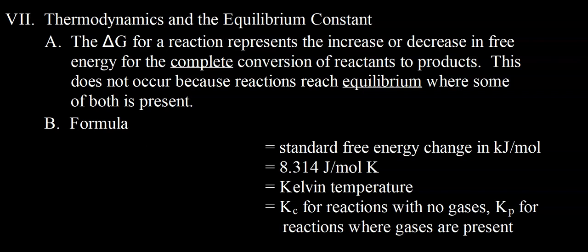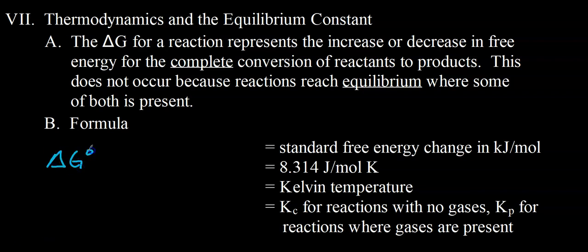All right, next up, let's take a look at the relationship between delta G, change in Gibbs free energy, and KEQ, the equilibrium constant. It says the delta G for a reaction represents the increase or decrease in free energy for the complete conversion of reactants to products. However, this does not occur because reactions reach equilibrium where some of both are present. So we have a mathematical equation that shows a relationship between delta G and K. Let's take a look at that equation.